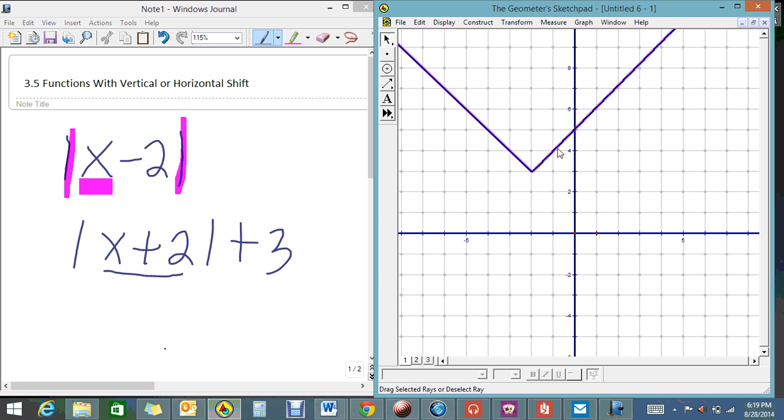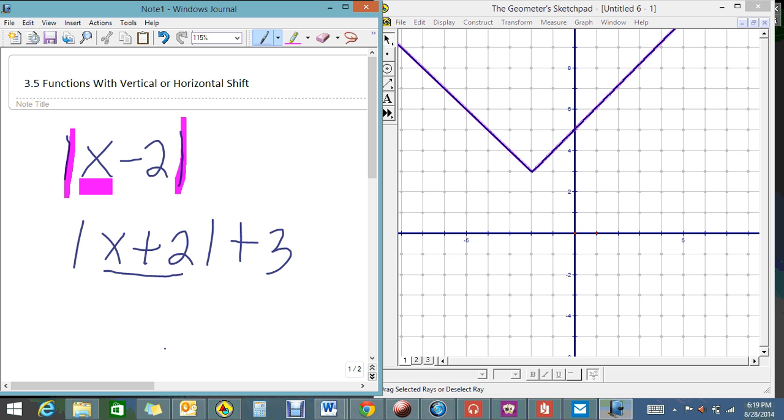Okay, so where's my new vertex? Well, my new vertex is the opposite of this, right? Negative 2, that's what the x value is, because that was the shift on the x. And then it's just up 3. The shift on the y, the one that's sticking out there at the end, it's just added on to the function, that just moves it up. So this would be my new vertex.